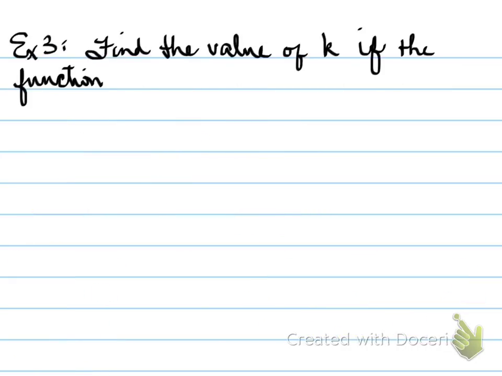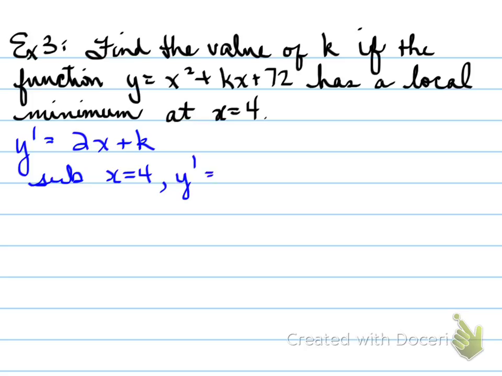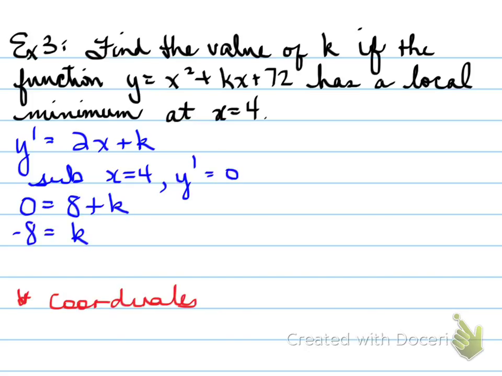Find the value of k if the function y equals x squared plus kx plus 72 has a local minimum at x equals 4. What does that mean? Well, if it has a local minimum, it means the derivative of this function is equal to 0 when x is equal to 4. So you take the derivative, and then you sub x equals 4 and y prime equal to 0. Now you can solve for k. Lucky for us, it's a very simple calculation.